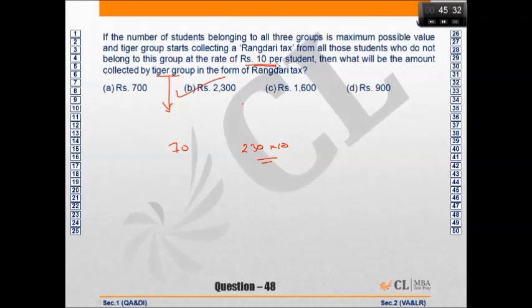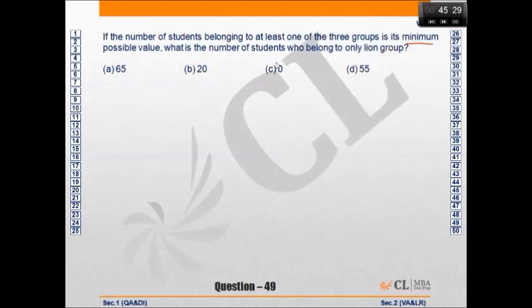Yeah, Tiger group will only have 70 members, so it is okay. He'll collect 2000. Number of students belonging to at least one of the three groups is minimum. Then what is the number of students who belong only to the Lion group? When will the number of students who belong to at least one of the three groups be minimum?